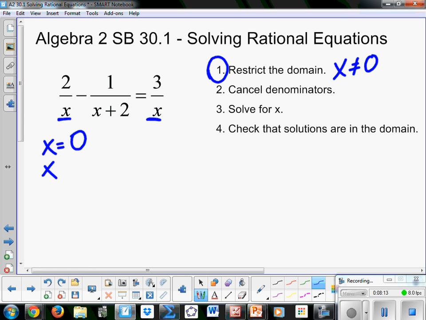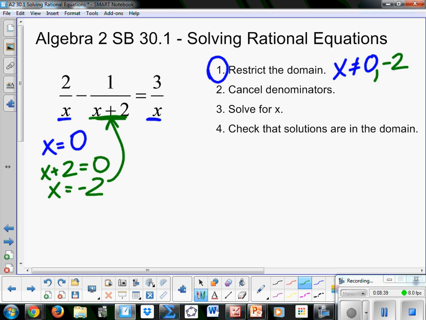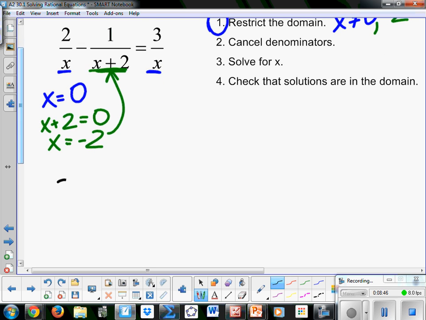And then when we set x plus 2, here, if I go back here, this is my other denominator, x plus 2 equal to 0, so x equals negative 2, which means that negative 2 is going to make this denominator equal 0, which is going to give us an undefined value, which isn't okay. So that's one of the values that also cannot be part of our domain. Okay? So now that we've done all that work, we're going to go ahead and cancel our denominators.